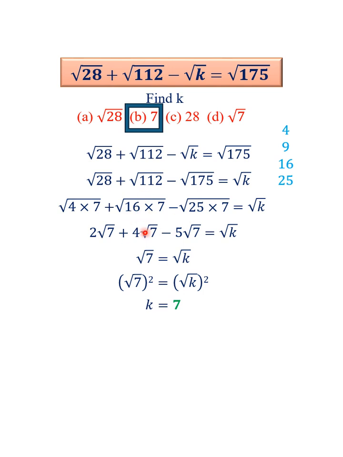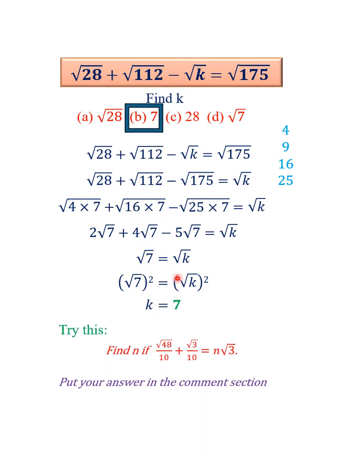It is very simple, and if you understood it, then try this. Find n if root 48 over 10 plus root 3 over 10 equals n root 3.